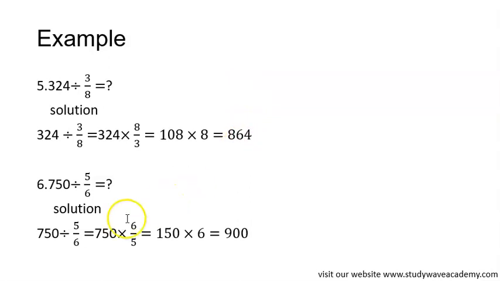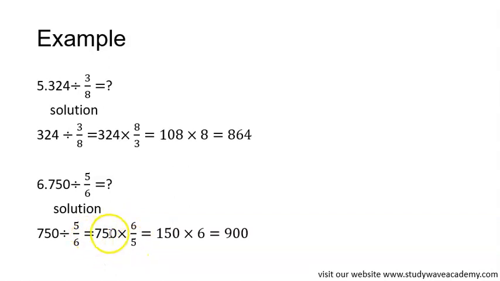That is good. So next we have here 750 divided by 5 over 6. The same process. It's not because the whole number is big, it will be different. It's the same process. Okay? Do we get that? So we exchange the denominator and the numerator, and we change the sign from division to multiplication. So 750 times 6 over 5.